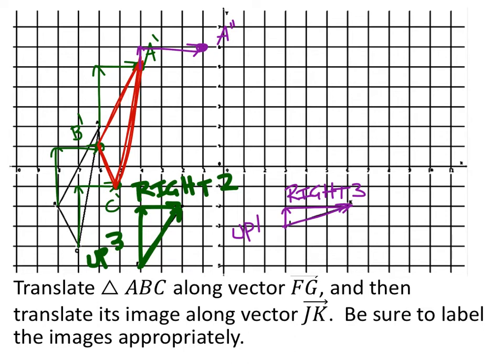B as well. This one goes up 1, and then, I'm sorry, B prime, and then to the right 3. And this would then be B double prime. C also, up 1 to the right 3. And that gives me this point at C double prime. So that gives me the second triangle right here. Something like this.